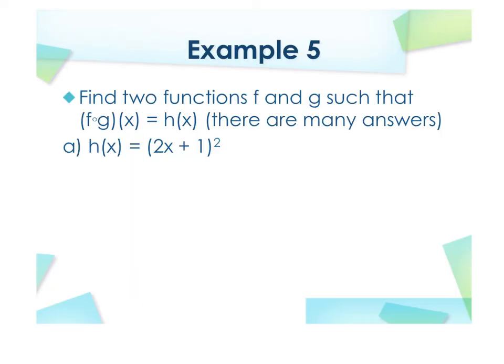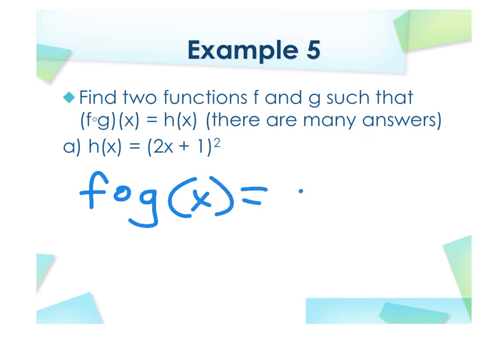Okay. Find two functions f and g such that f of g of x equals h of x. And it says there are many answers. So this is a little like the end of yesterday. We have to find a composite function so that f of g of x is going to equal 2x plus 1 squared. In my opinion, the easiest way to do it is make one thing what's inside the parentheses and then make the other thing what you are doing to that parentheses.